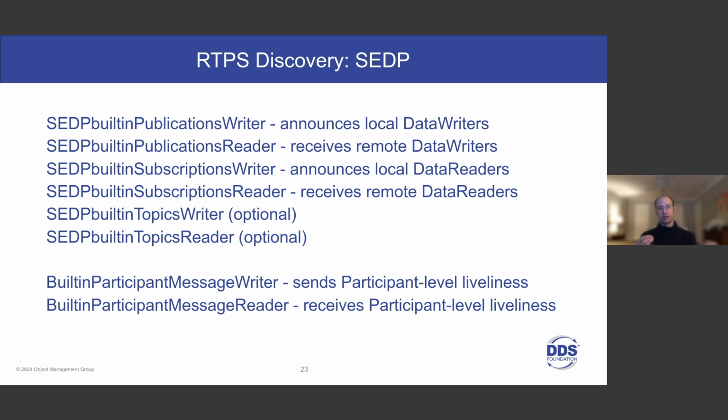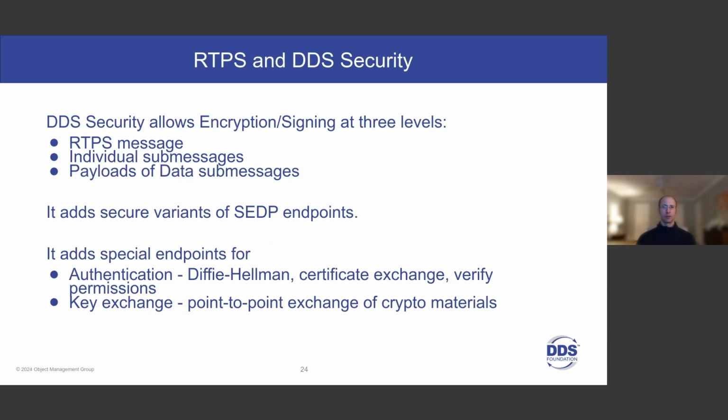For the SEDP side, there's publications, writers and readers, subscriptions, writers and readers. There's the topic ones, which are optional. I'm not going to dwell on those. But essentially, you have a writer which writes all of your data writers that are in that participant and the data readers in that participant, and you have readers for corresponding. So in this way, you can announce all of your data writers. You can receive all of your data readers from remotes and learn about those. There's also a participant message writer for liveliness. For whenever you assert liveliness, that's kind of a narrow case that I don't want to dwell on at this point.